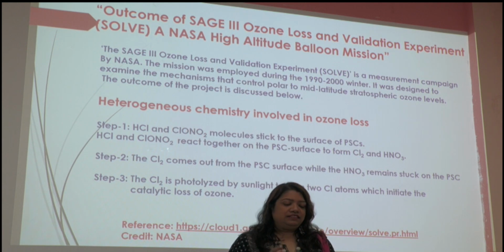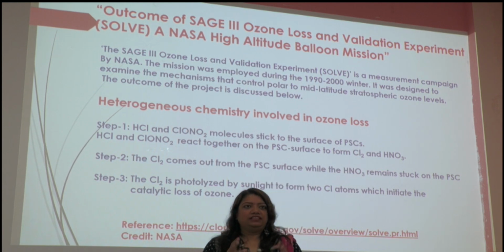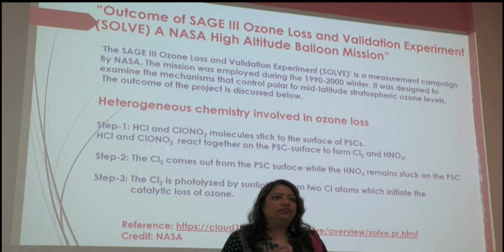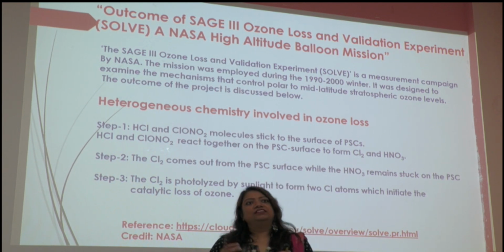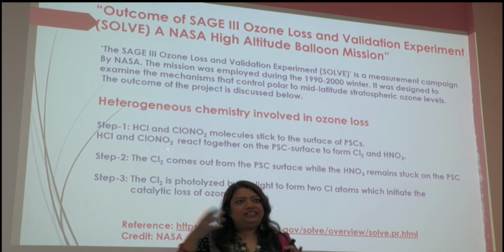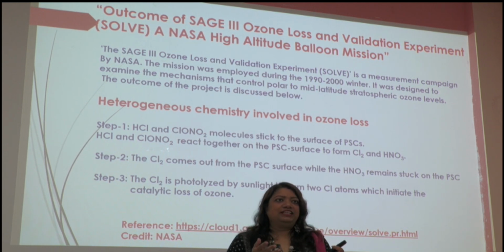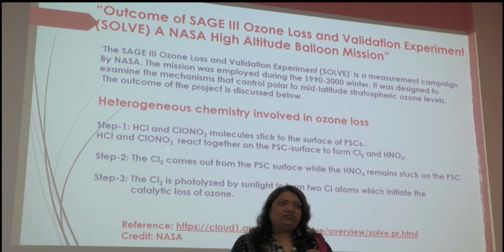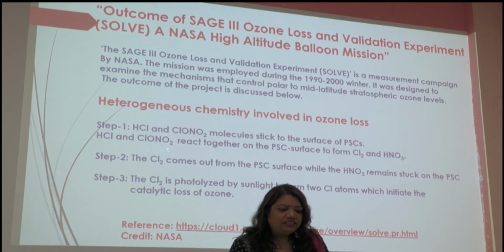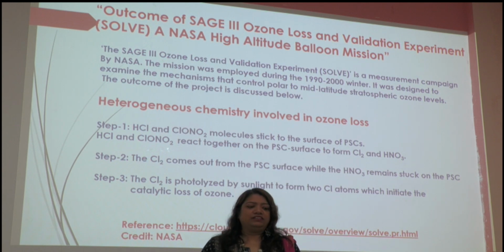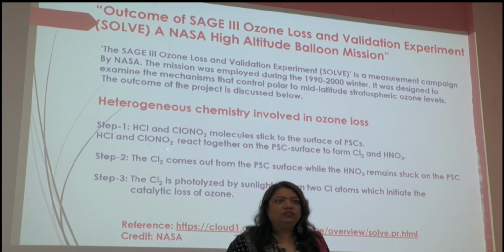Now HCl and this chloronitrate react together in a polar stratospheric cloud to form chlorine gas and HNO3. This HNO3 will remain stuck to the polar stratospheric cloud, and chlorine gas will be released from it. Finally, in the presence of UV rays, this chlorine molecule will dissociate into chlorine atoms, and that will start the ozone depletion reactions in a catalytic fashion. So these are the 3 main steps involved in this ozone loss procedure.